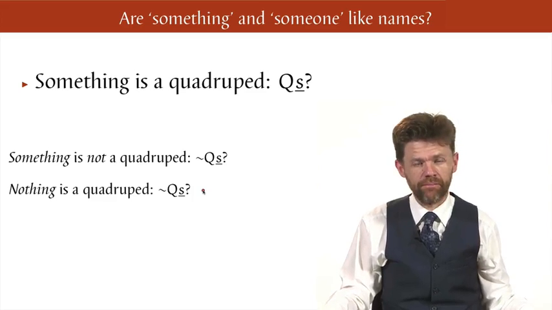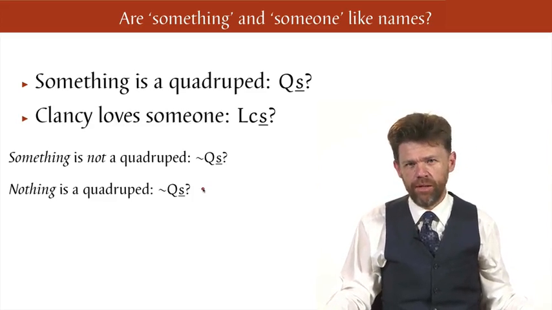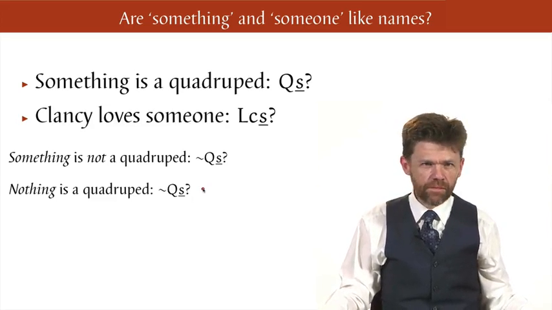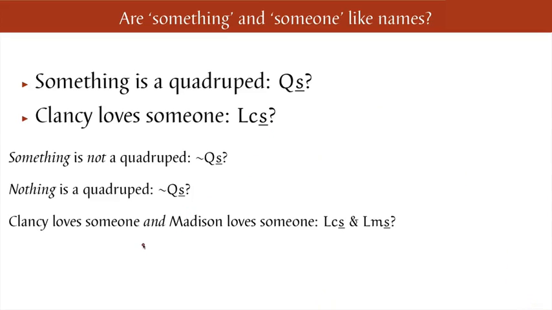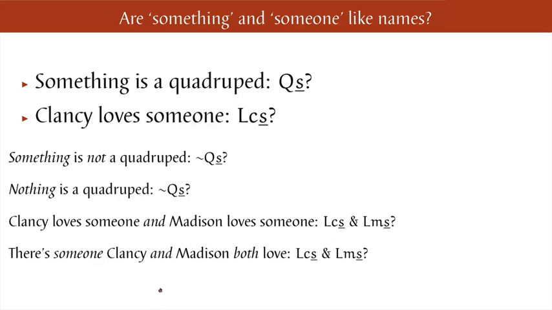That's much stronger. Now, what about Clancy loves someone and Madison loves someone? If Clancy loves someone is LCS, then presumably Clancy loves someone and Madison loves someone should be LCS and LMS. But then, how am I to say the different claim that there's someone that Clancy and Madison both love? That there's the same someone? That should also be LCS and LMS. We want a way of understanding the form or structure of these sentences that allows us to see the differences here. We can't just treat someone or something as analogous to names.